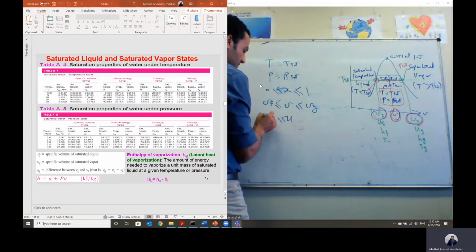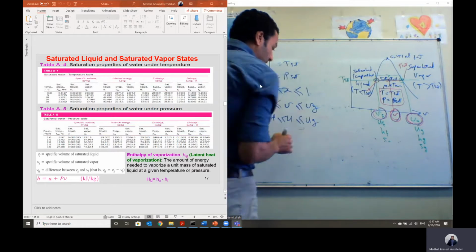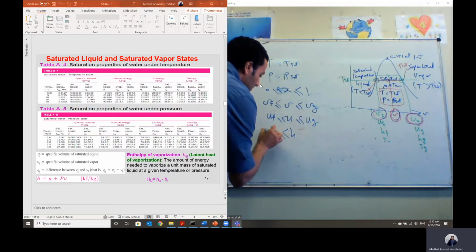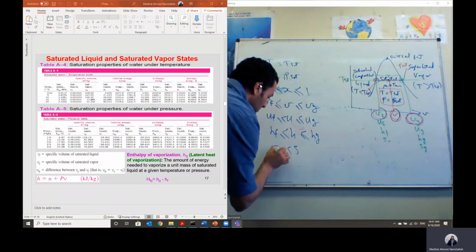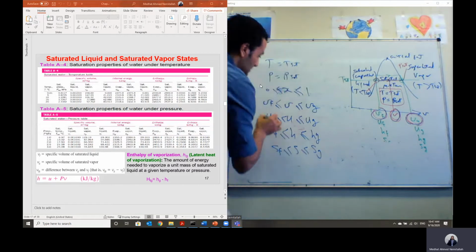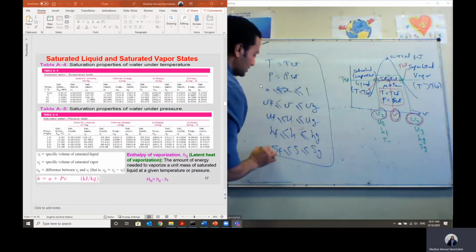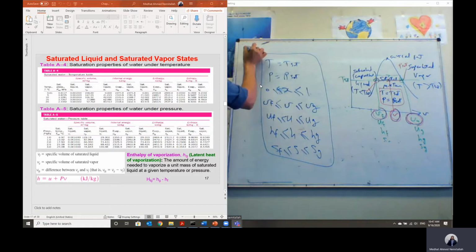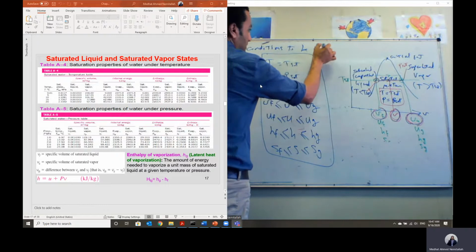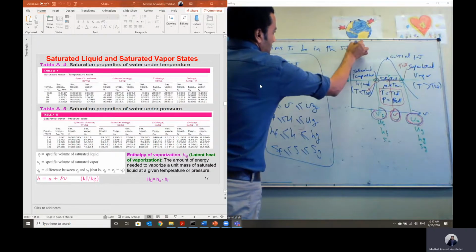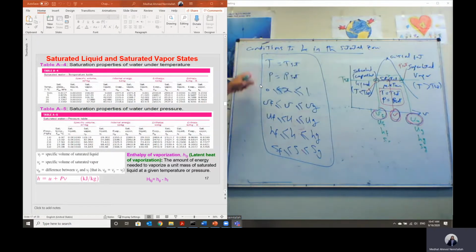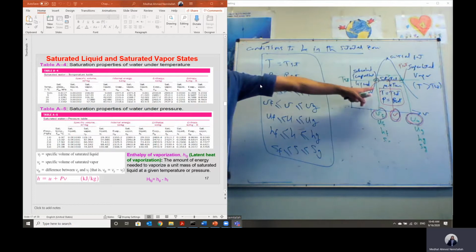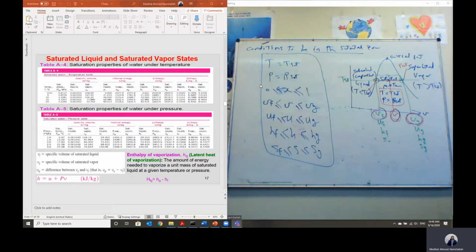Similarly, we can say for the internal energy, u is greater than or equal to u_f and less than or equal to u_g, and the enthalpy is greater than or equal to h_f and less than or equal to h_g, and the entropy is greater than or equal to s_f and less than or equal to s_g. These are the conditions to be in the saturation zone. So if we have steam under any of these conditions, that means the state of this steam is a saturated mixture.